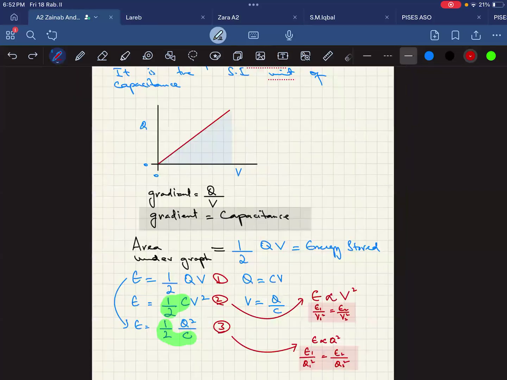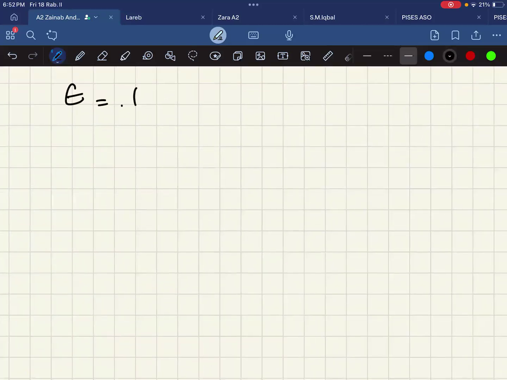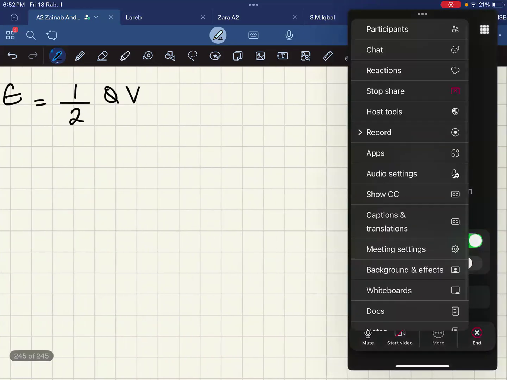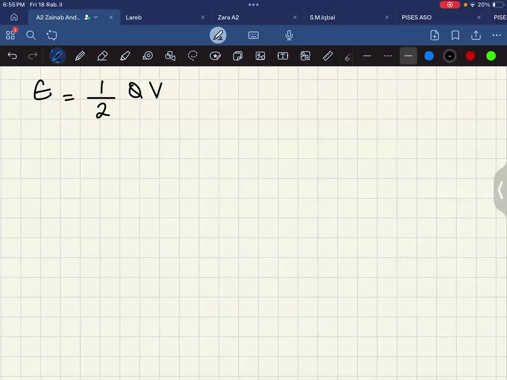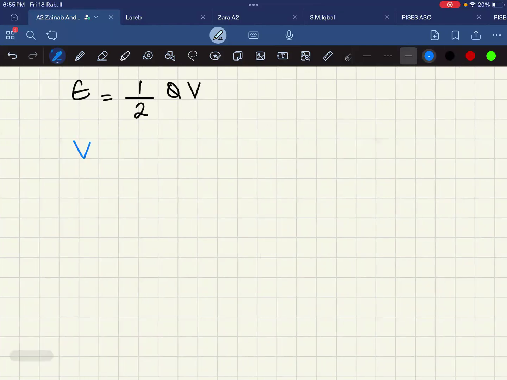I want you people to derive E is equal to half of Q into V. For this, I'm giving you 2 minutes, and your time starts. See, if we start with the basic equation of potential difference, what is potential difference equal to? Energy upon charge, right? And energy will be equal to VQ, right?